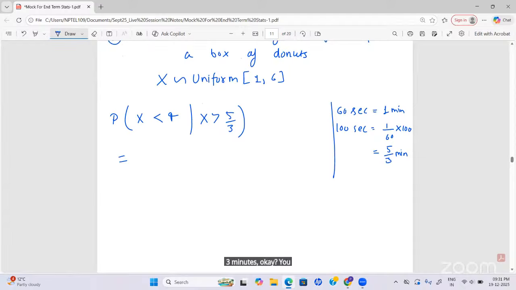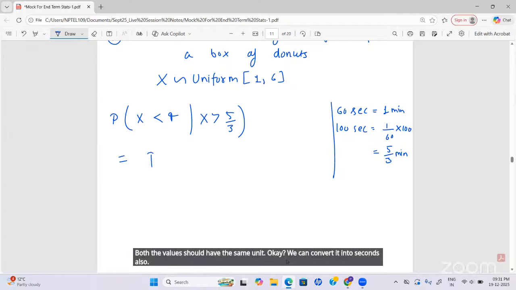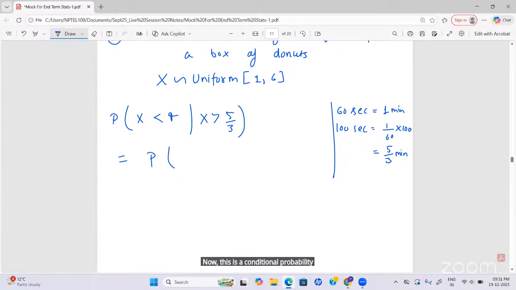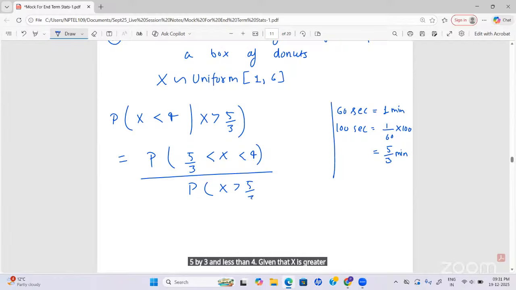You cannot take x greater than 100 here. Otherwise, it will be wrong. Both the values should have the same unit. We can convert it into seconds also. Now, this is the conditional probability. So x is greater than 5 by 3 and less than 4, given that x is greater than 5 by 3.